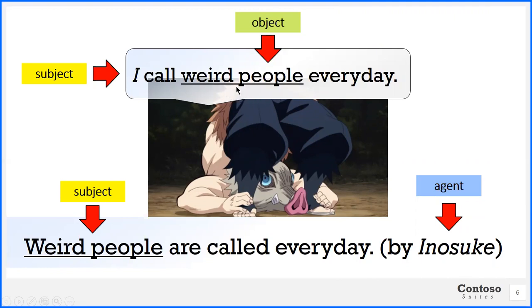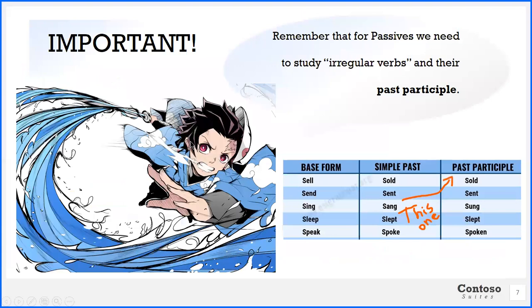So we're gonna make our object into our subject. And we can see that underneath. We have weird people are called every day. And then our subject from our active sentence becomes our agent. We call this an agent because it's not really necessary in the sentence, and it's not an object either. We can remove this information like we mentioned, or we can add it if we want to add a little bit more details. But very important to notice that we need to change the object into a subject. It's very important to notice this.